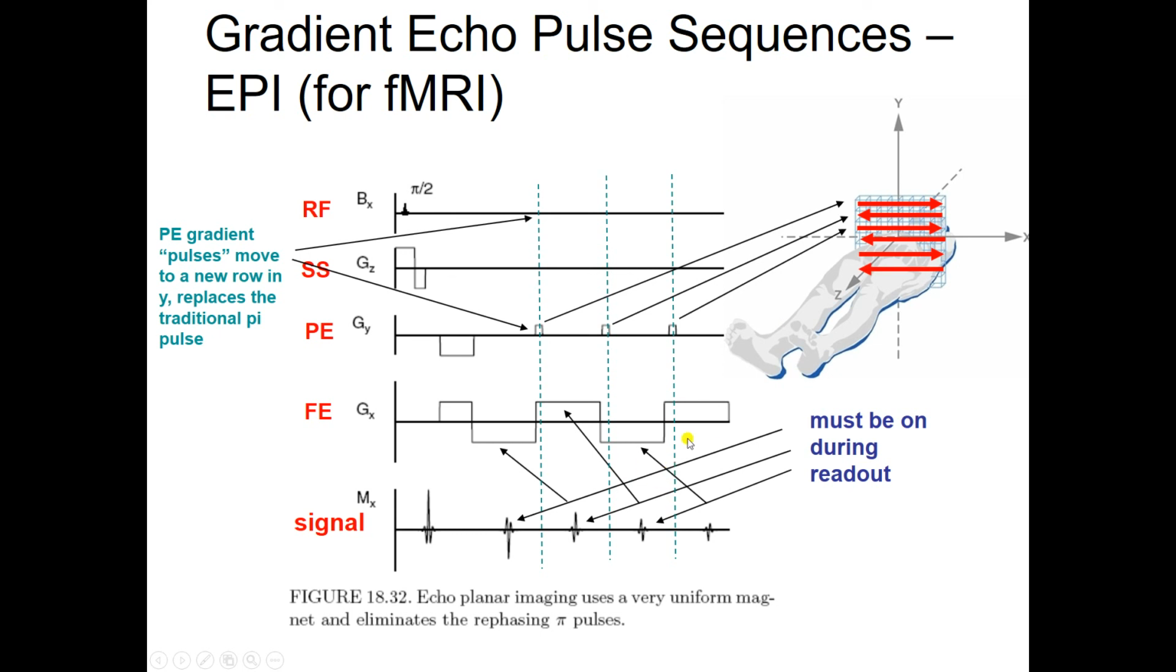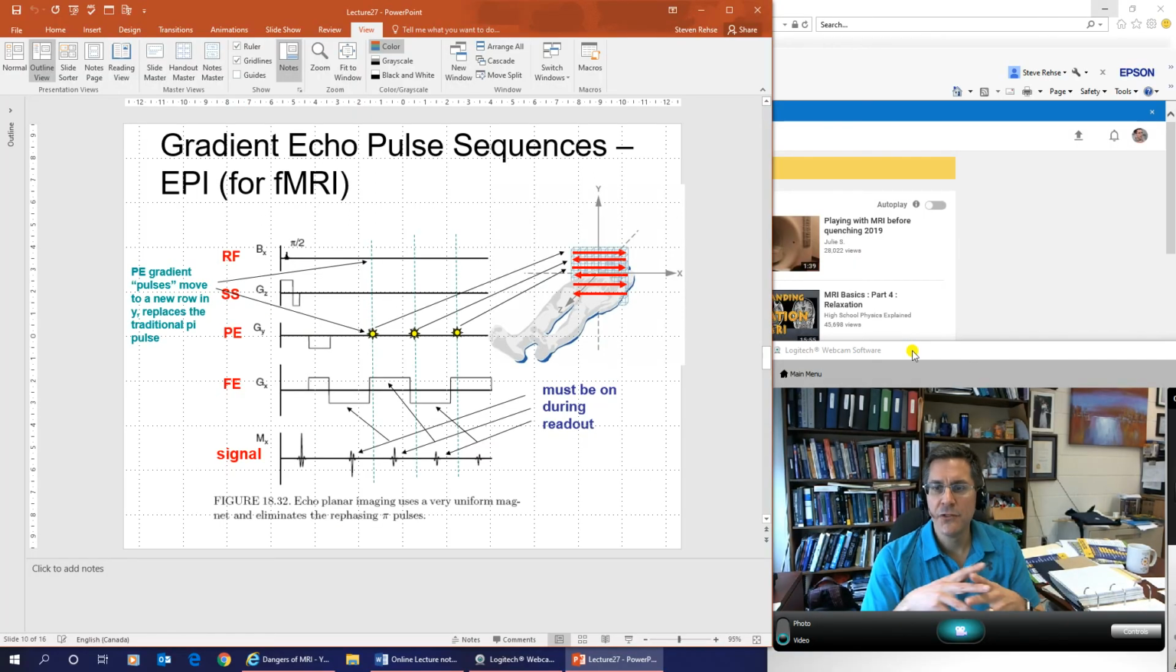Right? As long as your frequency encode gradient is on at the time you expect the echo to come, you're going to get these measurements. And these phase encode gradients just step you through that slice. You can do this all in one excitation. All right? So that's the advantage. One TR excitation, one pi by 2 pulse, spin flip, gets you all of that measurement all at once. All right? So that is the EPI sequence.